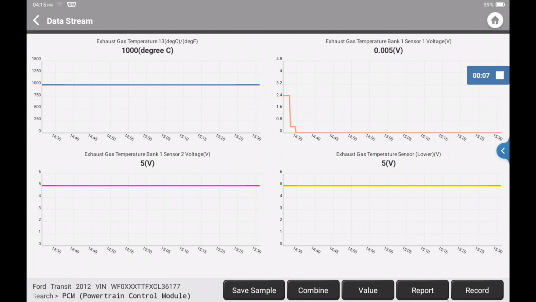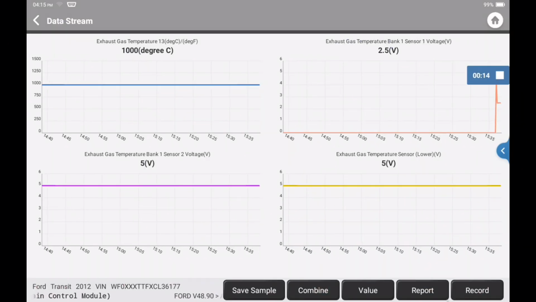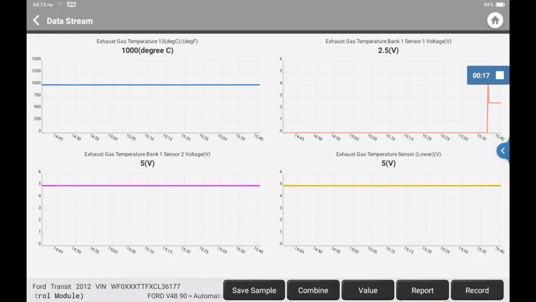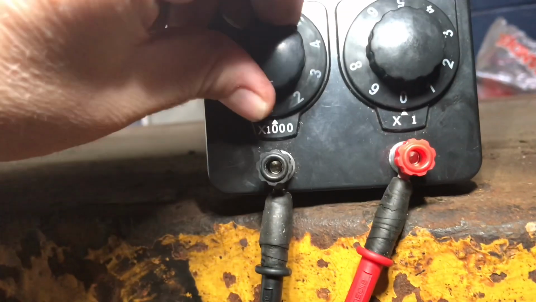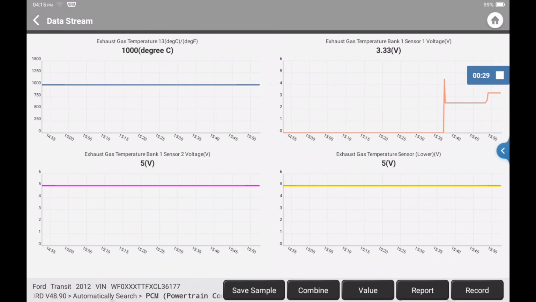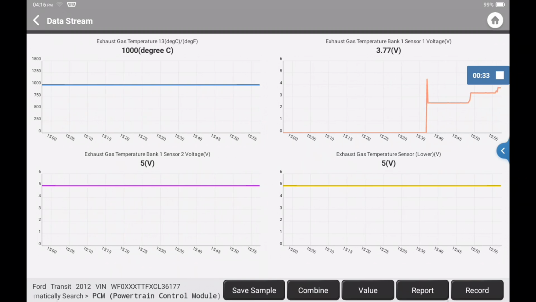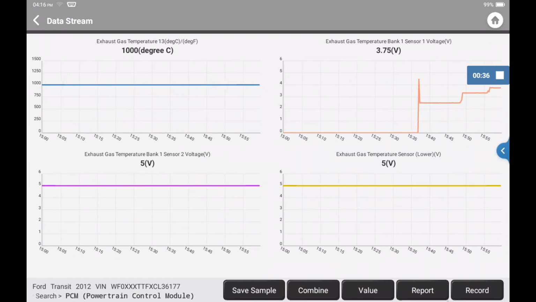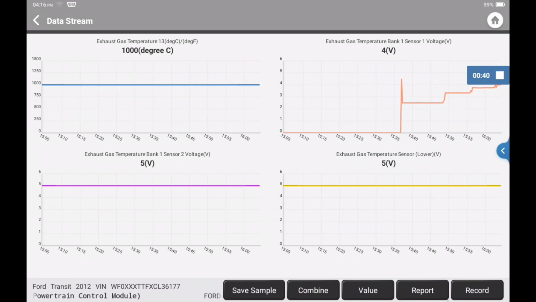So we then go to the decade box and we'll put, say, 1000 ohms in it. There you go. You can see that our graph then jumps to 2.5 volts. We'll put another 1000 ohms in it. Then we go up to 3.3 volts. Then another, so this is 3000 ohms. That's 3.75. 4000 ohms, 4 volts, that's good.